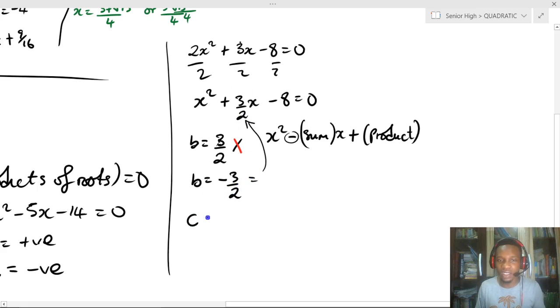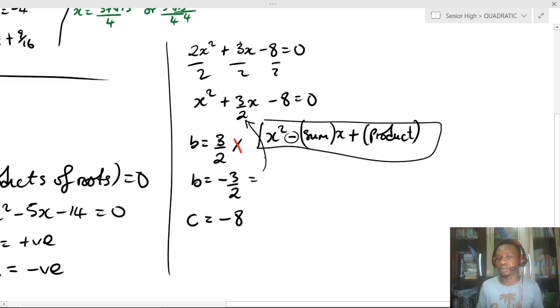Then our c needs to be what? Our c always remains the same. Our c is going to be what? Minus 8. Because we know that minus 8 multiplying the plus sign will still give us what? Minus 8. So always remember this minus and this plus that makes this a quadratic equation.